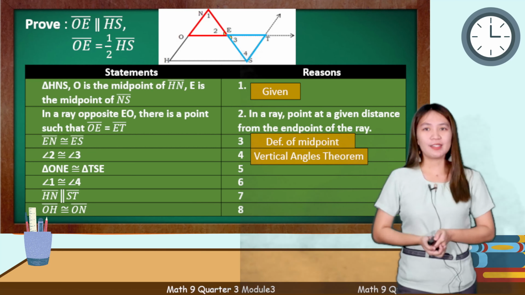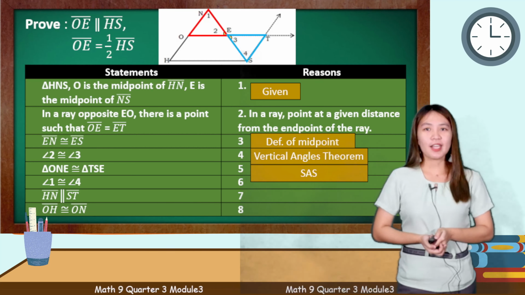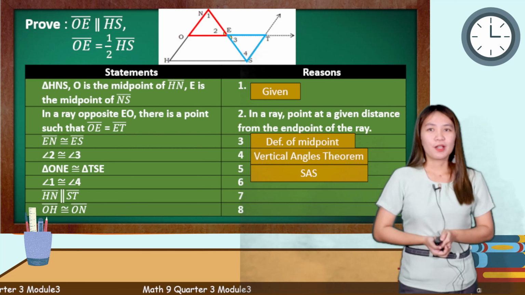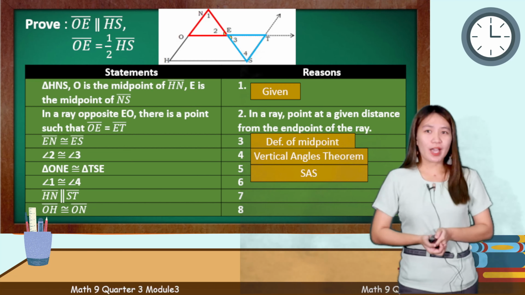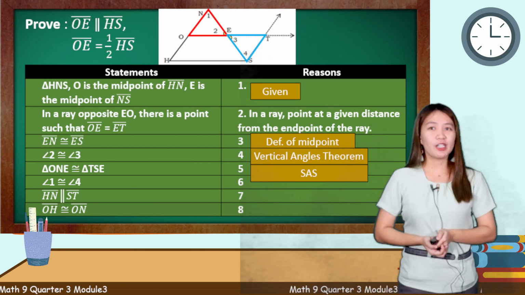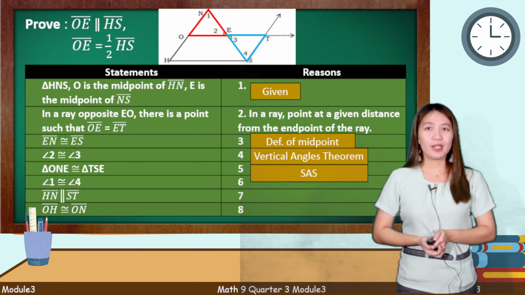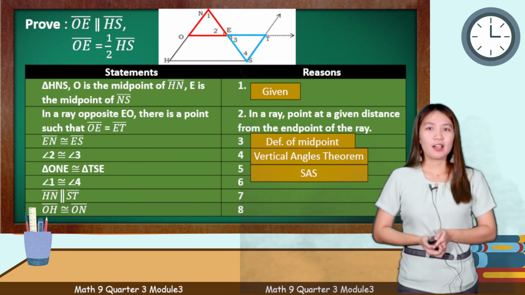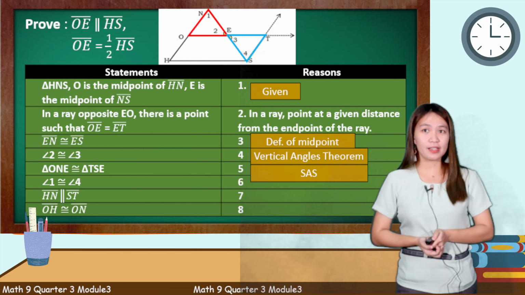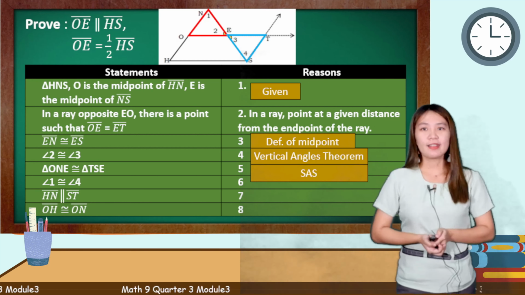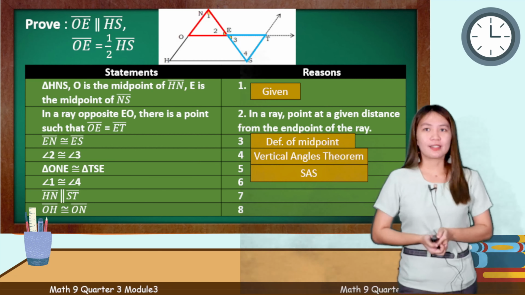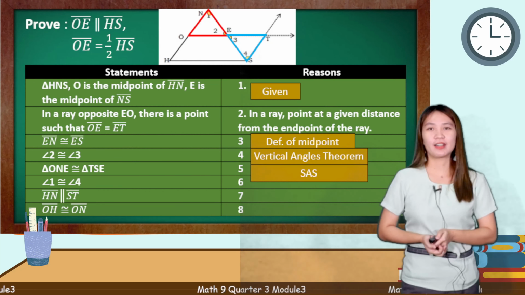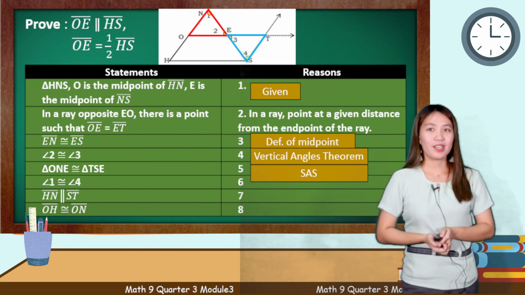So that is because of SAS, or side angle side theorem. Because if you would look at statement number 3 and number 4, we have just identified a pair of congruent sides and a pair of congruent angles. So that leaves us with the reason side angle side theorem. Next, statement number 6. Angle 1 is congruent to angle 4. What is the reason?